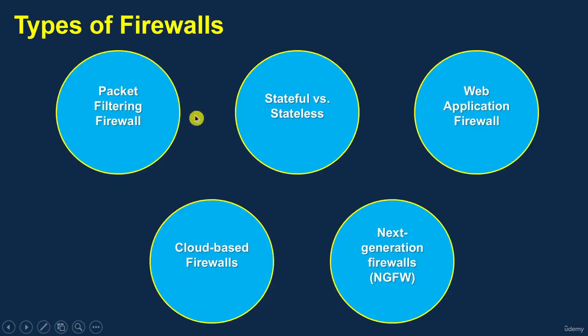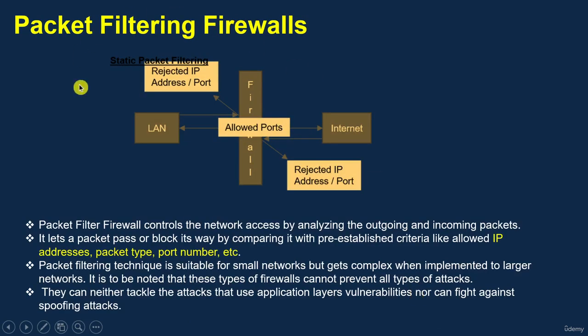Here we are discussing the types of firewalls, and these are the types we have: packet filtering firewall, stateful and stateless firewalls, web application firewall, cloud-based firewalls, and the next generation firewall. This is the hot topic, the current generation of firewalls, NGFW. Let's move to the packet filtering firewall. A packet filtering firewall simply examines each packet that crosses the firewall and tests the packets according to the set of rules that you set up.